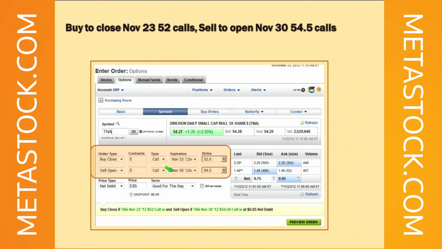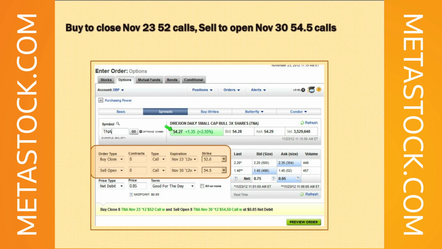Now I have since rolled over this November 30th to the December 7th, and tomorrow I'll roll over the December 7th to the December 14th. So each Friday I roll over these options, and that allows me to compound my returns. So in this order, I was buying to close the November 23rd 52 strike call, and then I was selling to open the November 30th 54.5 call. And that 54.5 call was trading, the bid was 1.40, the ask was 1.45. I put this in a limit order, and I got filled at 1.42.